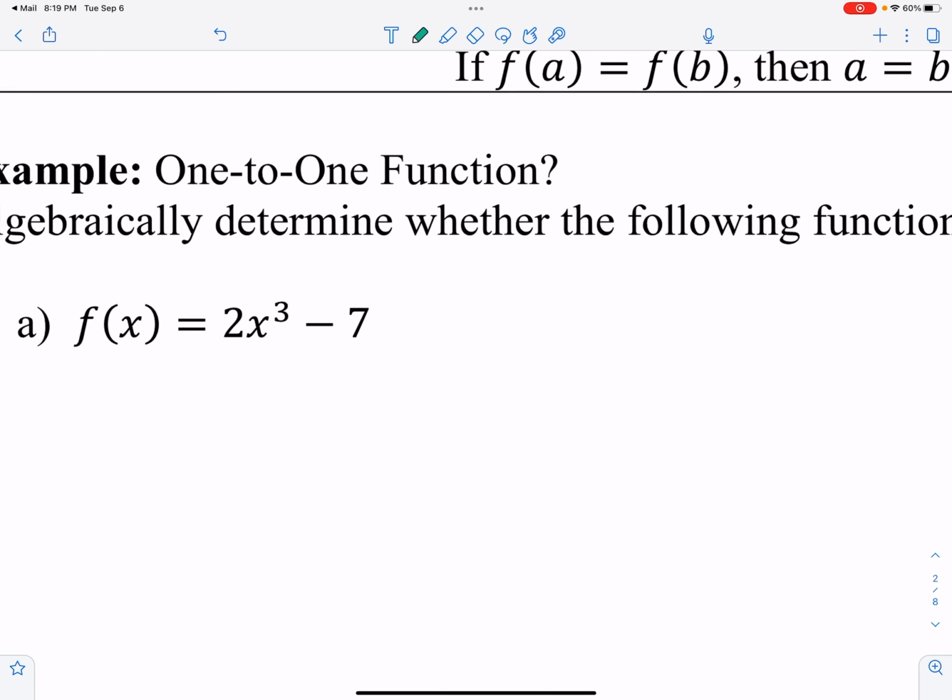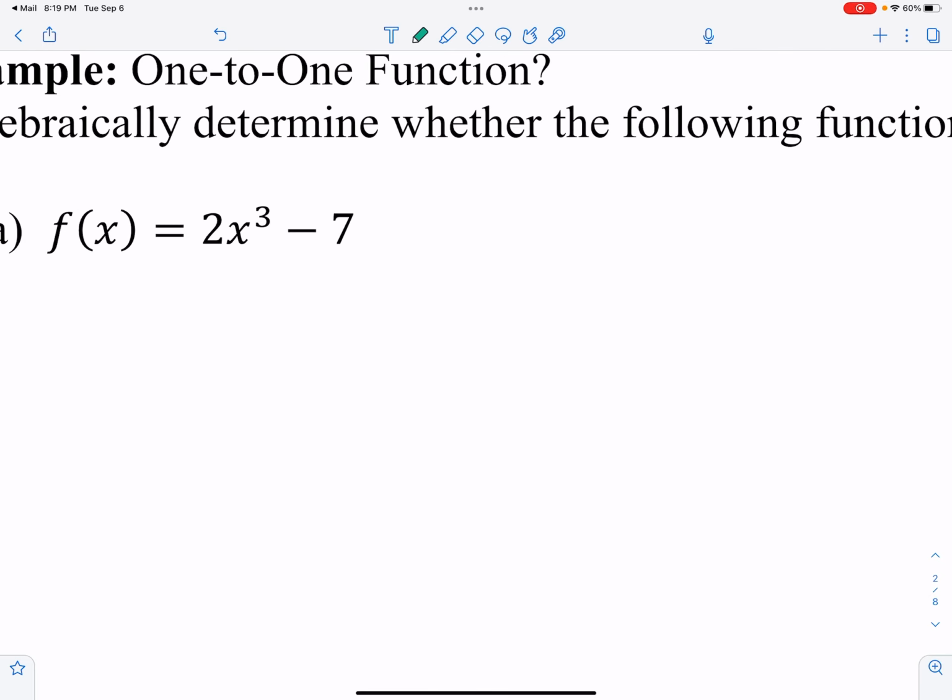So the way that we do that, I'll give you an example with f of x equals 2x cubed minus 7. Now I know the parent function x cubed would pass the horizontal line test and therefore be one-to-one. And vertically stretching by 2 and shifting down 7 is not going to change that.